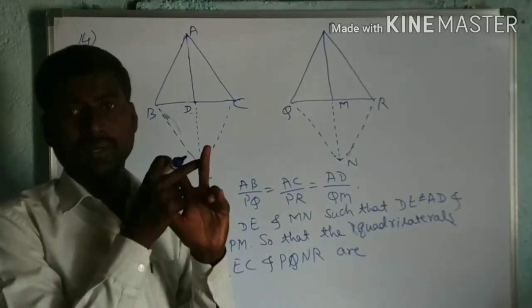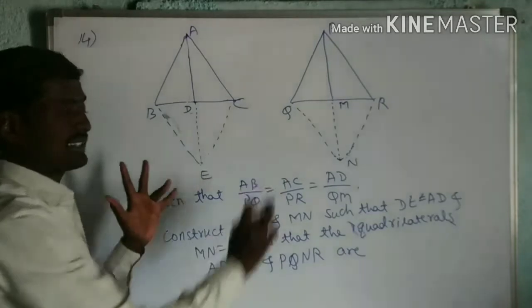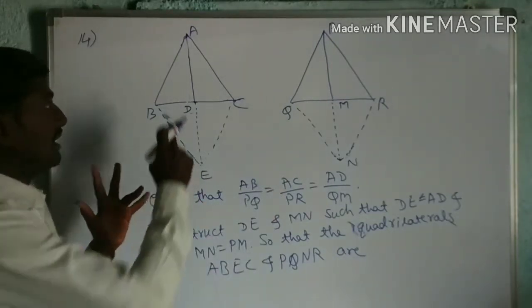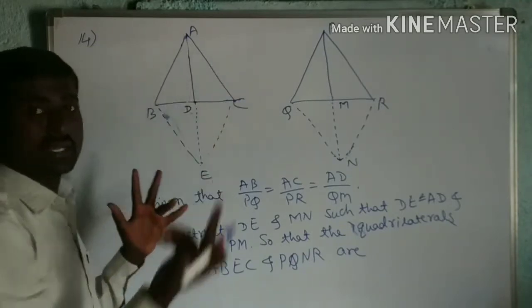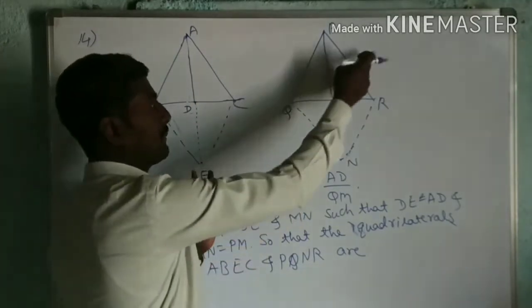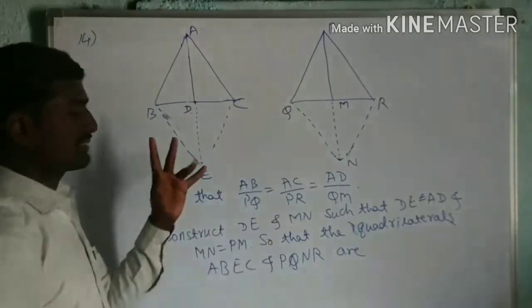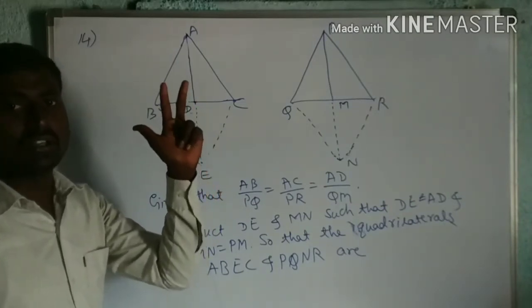Another one is rhombus. Again, they are not. These two quadrilaterals are not rhombus because in a rhombus all the sides are equal. They have not given that AB and AC are equal, meaning PQ and PR are equal. They have not said. Again, these two quadrilaterals are not rhombus, square or rectangle.